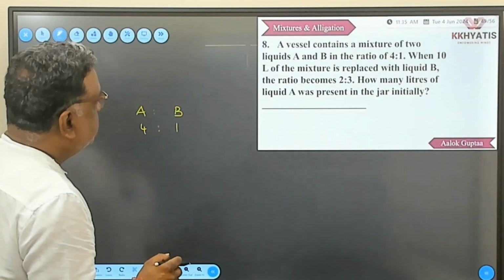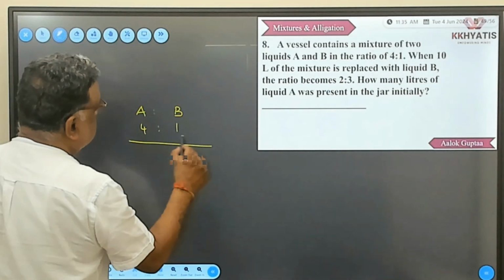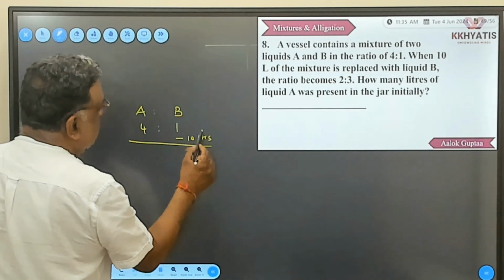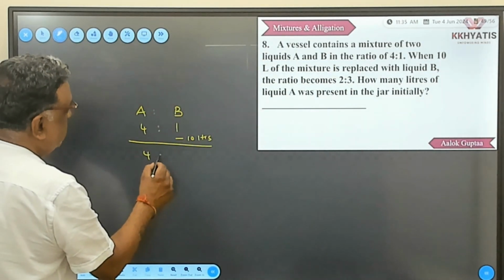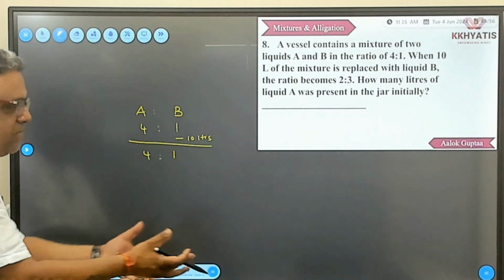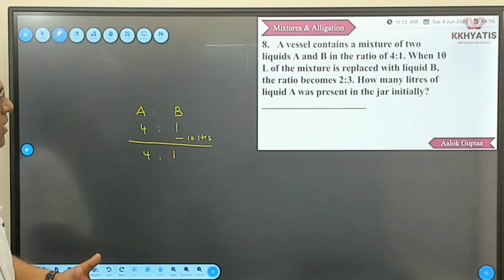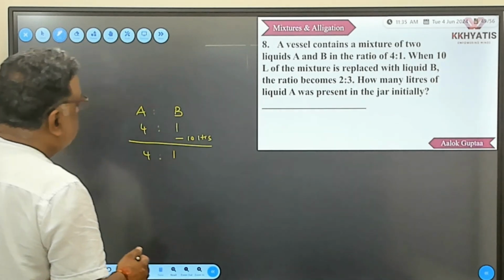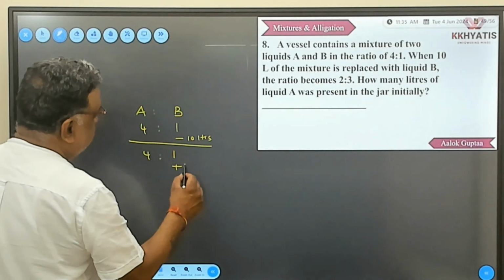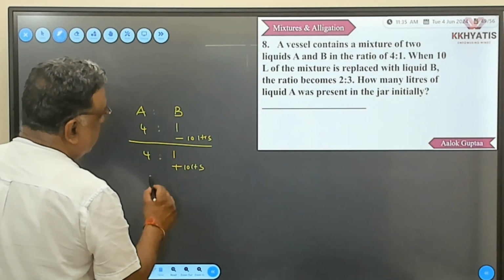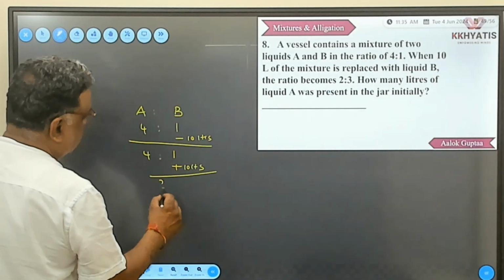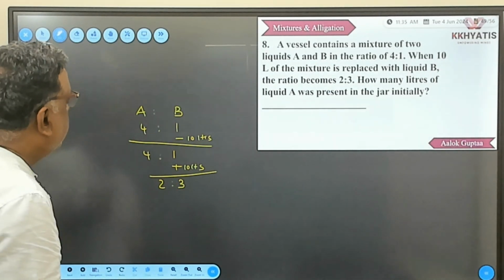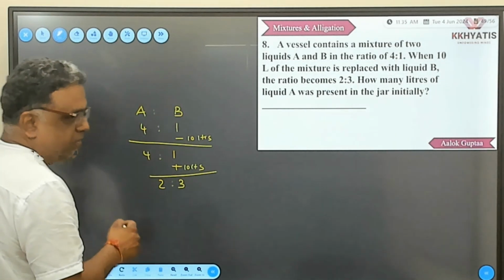When 10 liters of mixture is replaced, so we are replacing 10 liters of mixture, which means the ratio still will remain the same, because after removing 10 liters from a mixture, the ratio of A and B will not change. And then it is being replaced with B, which means I am adding B of 10 liters, and the ratio then becomes 2:3. How many liters of liquid A was present initially is what we have been asked.